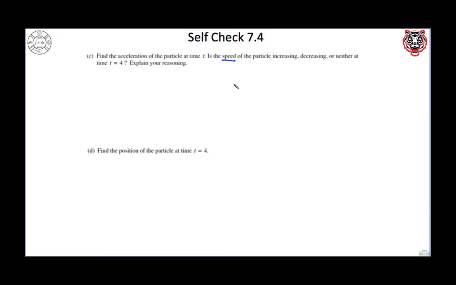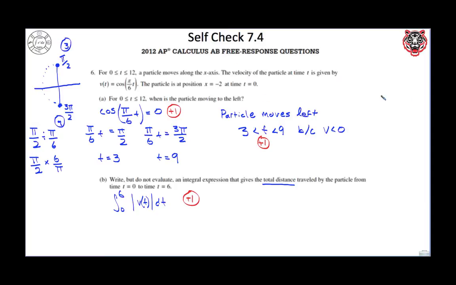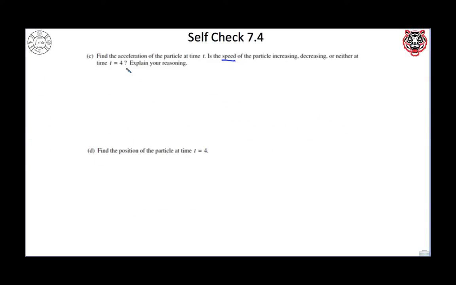So we know what our velocity v(t) was. v(t) is cosine of pi over 6 t. So in order to find acceleration, am I doing the integral or am I doing the derivative? Derivative. So remember that we had v(t), I'm going to rewrite it out here. v(t) used to equal cosine of pi over 6 t. Yeah, pi over 6. Okay.